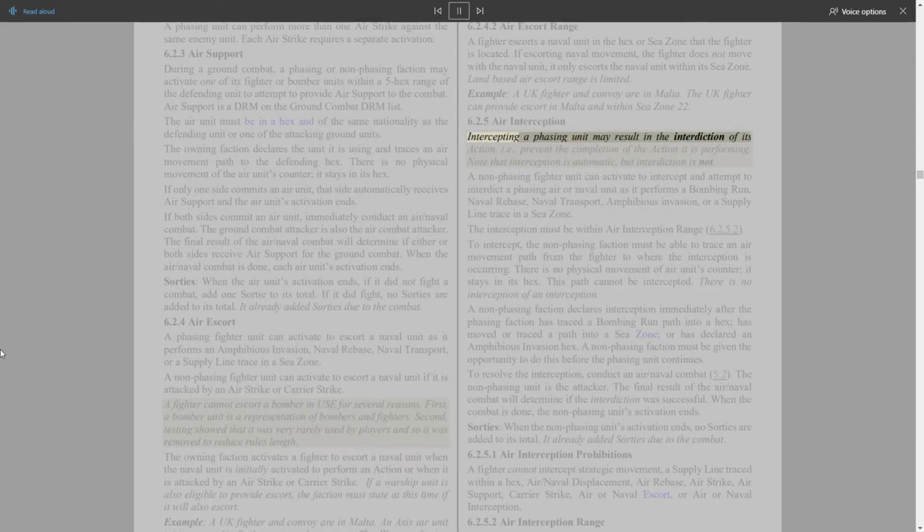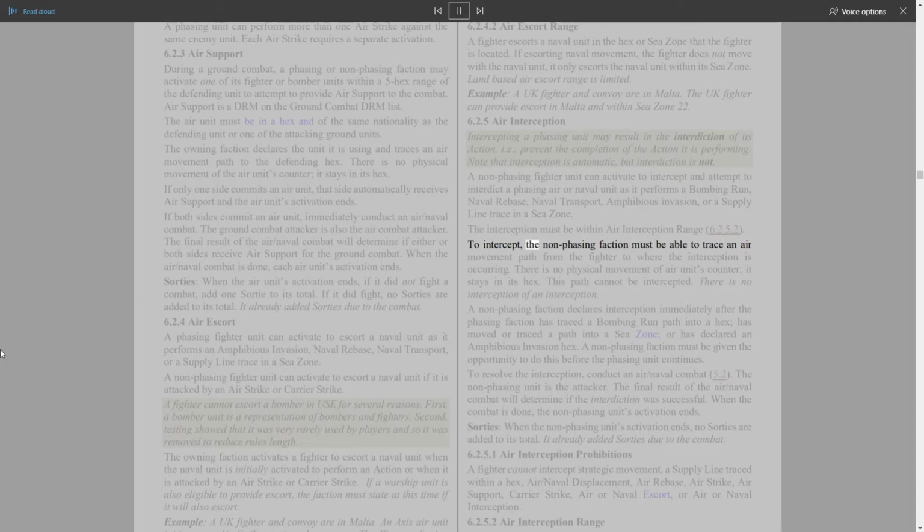6.2.5 Air Interception. Intercepting a phasing unit may result in the interdiction of its action, i.e., prevent the completion of the action it is performing. Note that interception is automatic, but interdiction is not. A non-phasing fighter unit can activate to intercept, and attempt to interdict, a phasing air or naval unit as it performs a bombing run, Naval Rebase, Naval Transport, Amphibious Invasion, or a supply line trace in a sea zone. The interception must be within Air Interception range 6.2.5.2.